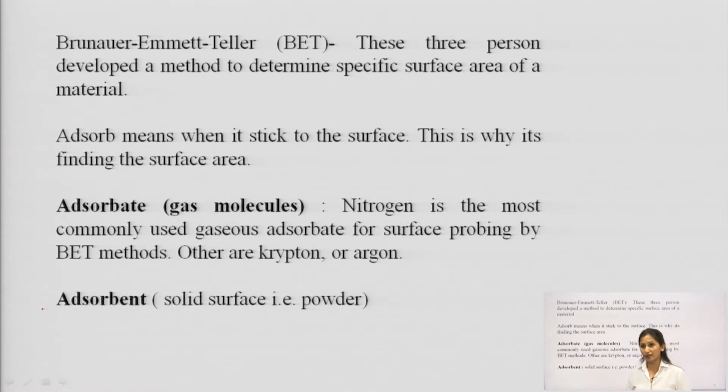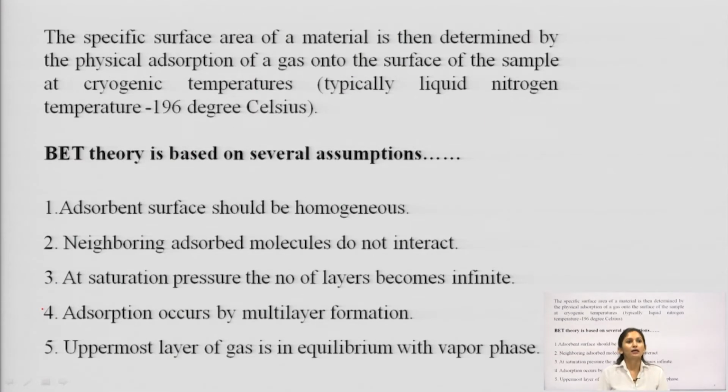What adsorbate can you use? Nitrogen is the most commonly used gas adsorbate for surface probing by the BET method. Other gases, for example krypton and argon, can also be used, but the most frequently used gas for the determination of the surface area by this BET theory is nitrogen. The specific surface area of a material is then determined by the physical adsorption of a gas. There are two terms, one is absorption and the second one is adsorption.